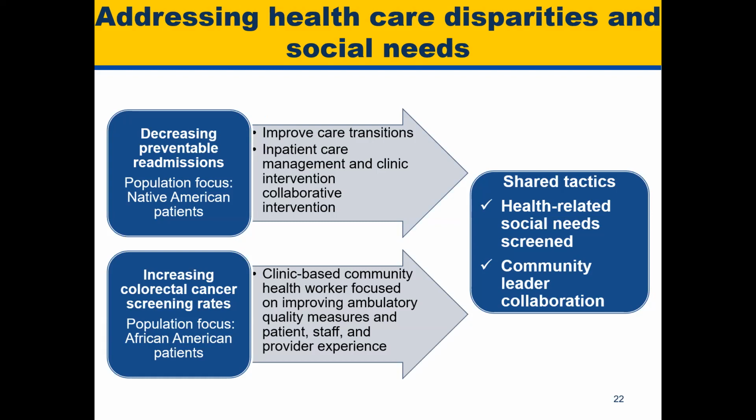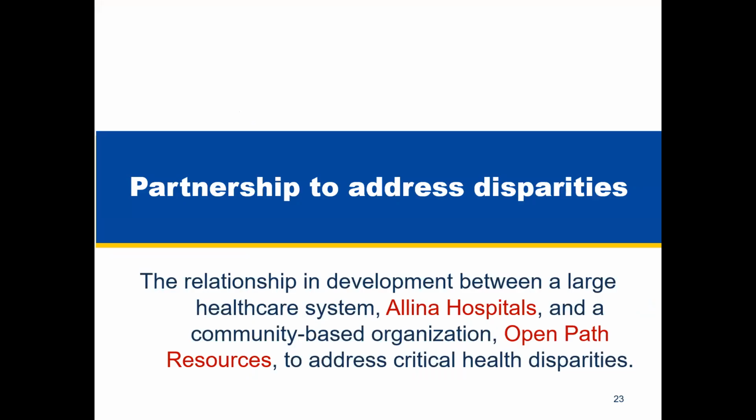Both of those really operational initiatives across the entire organization are focused on shared tactics of health-related social needs screening and support, as well as community-led leader collaboration. And in the gray there, you'll see some of the tactics on what has worked or what we're trying to focus on for those improvement efforts: improving care transitions, really being more collaborative with the interventions we're providing, ensuring that we do have community health workers available to support those communities directly in the clinical sites to help connect and to work towards some of our clinical quality initiatives, as well as our equity goals. So with that, I will hand it over to Sharif from OpenPath Resources to highlight how some of this collaboration has worked for OpenPath in our communities.